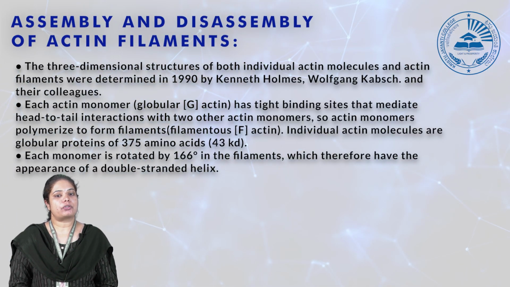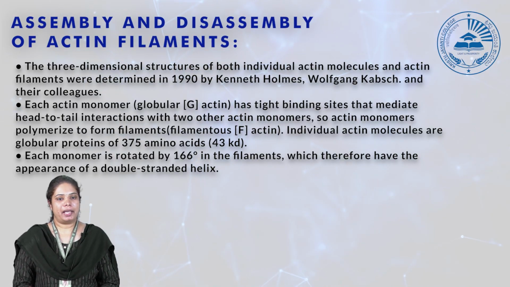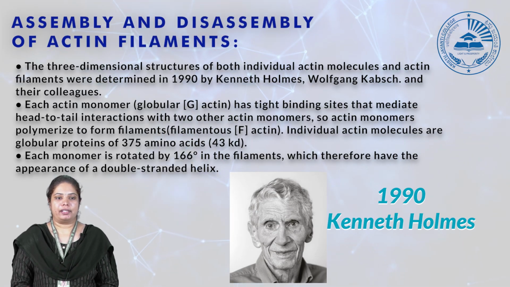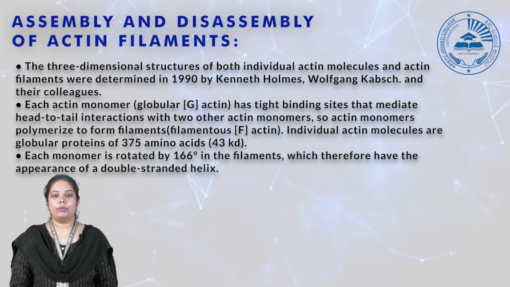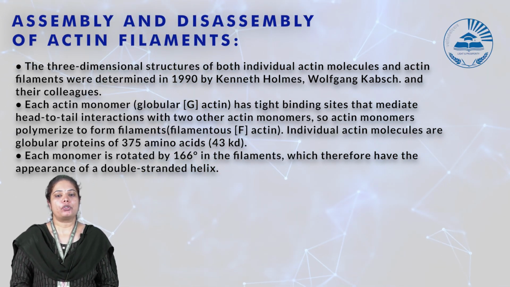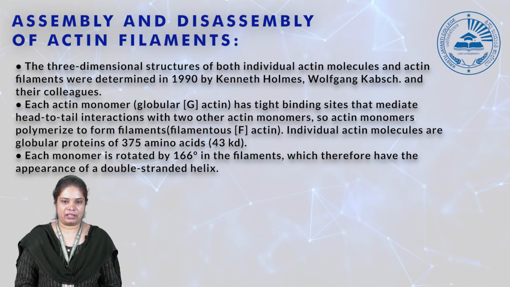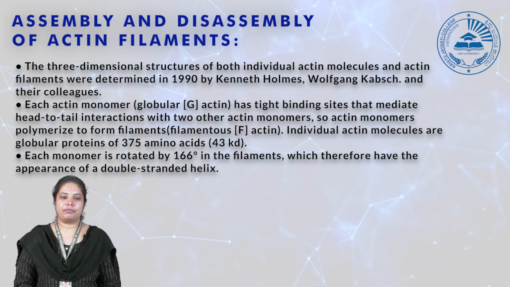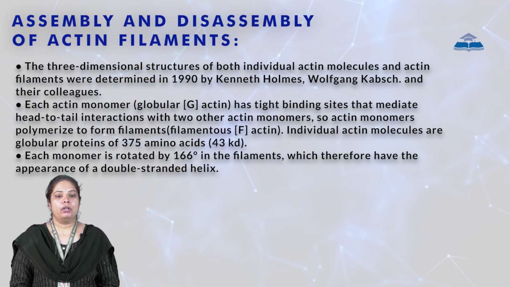The three-dimensional structure of both individual actin molecules and actin filaments were determined in around 1990 by Kenneth and their colleagues. Each actin monomer, we call it globular actin molecule, is tightly bound by head to tail interaction so that the actin polymerizes automatically to form filamentous F actin. The globular actin protein is around 375 amino acids, with a molecular weight of 43 kilodaltons.